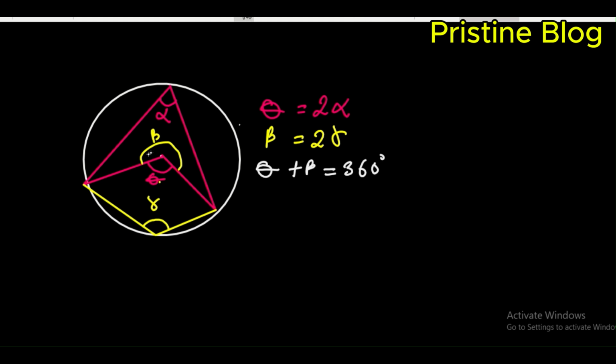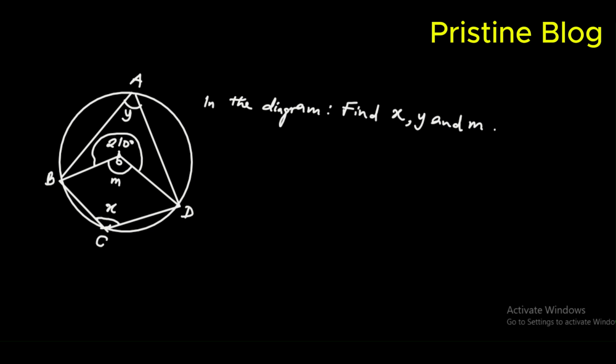Now, we also realize that theta plus beta is equal to 360. That is angle at a point. We can see the two at a point there. Let's look at this example. In the diagram, find x, y, and m. We can get our x to be equal to half of the 210 there at the center. So our x is equal to half of 210, which is 105.